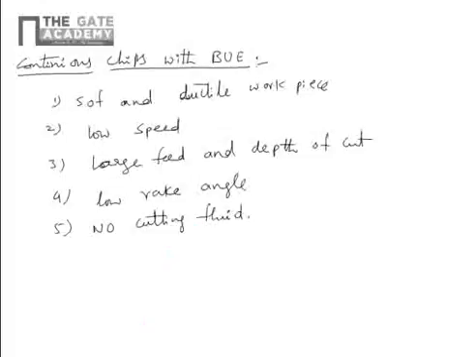Discontinuous chips are preferable in machining. So even if you are machining ductile or soft materials which generally give continuous chips, we can use a chip breaker to convert the continuous chip to discontinuous chips.